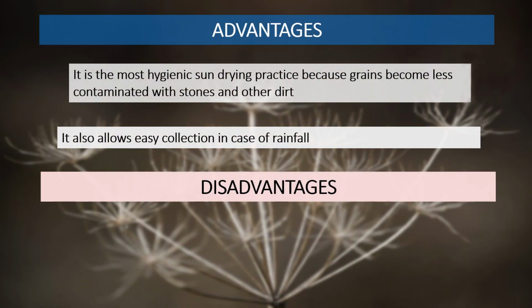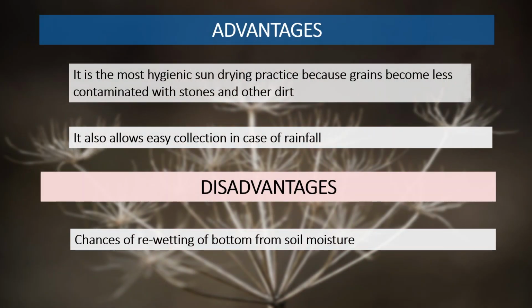So handling is easy. Disadvantage of the nets, since in this drying we can use nets also. If you are using nets to dry our food products, then the chances of re-wetting from the bottom from the soil moisture are also possible, and we can damage our products. Or if from the top surface the food is drying, but from the bottom some soil moisture is absorbed by the food products, then the drying time will be more in this case, and it is one of the very noticeable disadvantages of this mat drying technique.